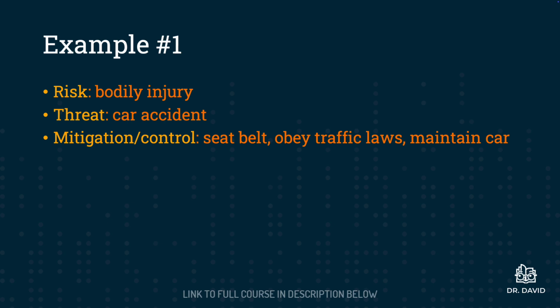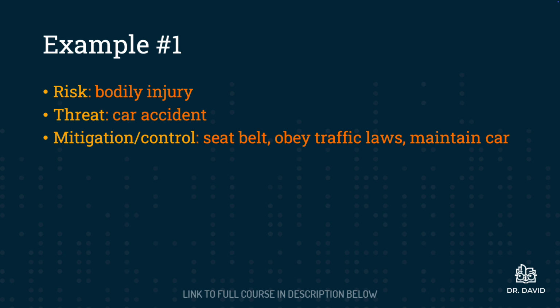And so if we just want to take the example of a normal car, for example, you get in the car. Again, the risk is to bodily injury. That injury would be delivered by a threat, which would be the car accident. And the control that we would use, in fact, that we hopefully do use on a daily basis when we get into a car, would be, for example, a seatbelt.